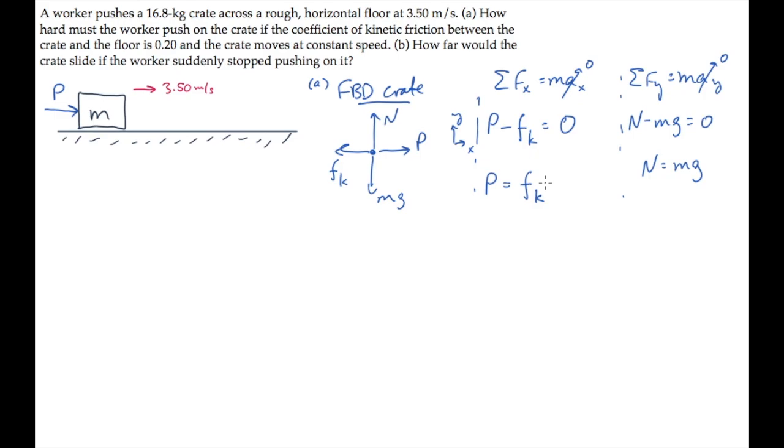And remember that kinetic friction always has the magnitude mu sub k times n, where mu is the coefficient of kinetic friction. In our case, n equals mg, so we can substitute that and calculate, finding that the worker has to push with a force of 33 newtons to keep the crate moving at a constant speed.